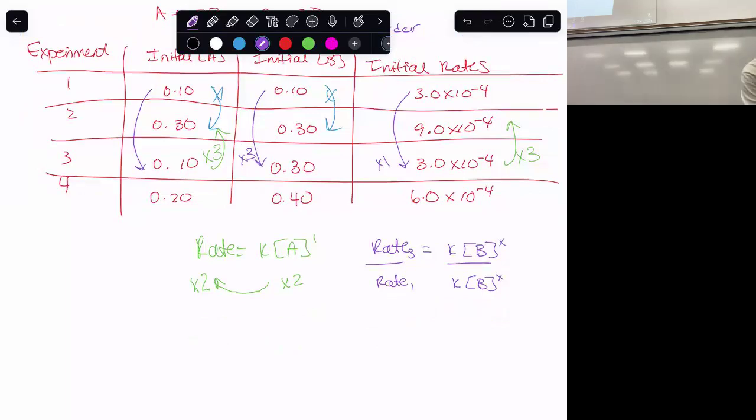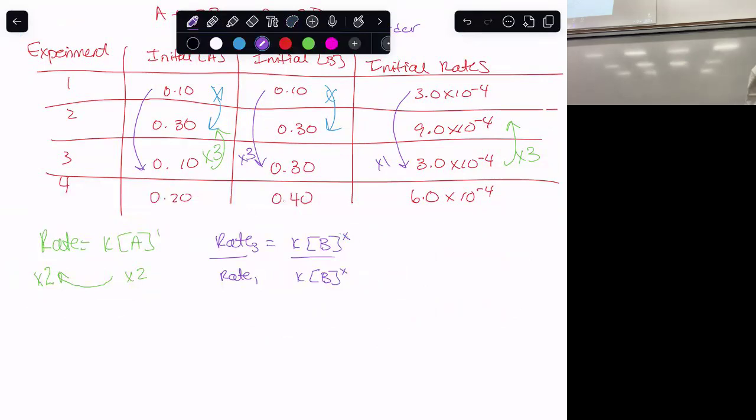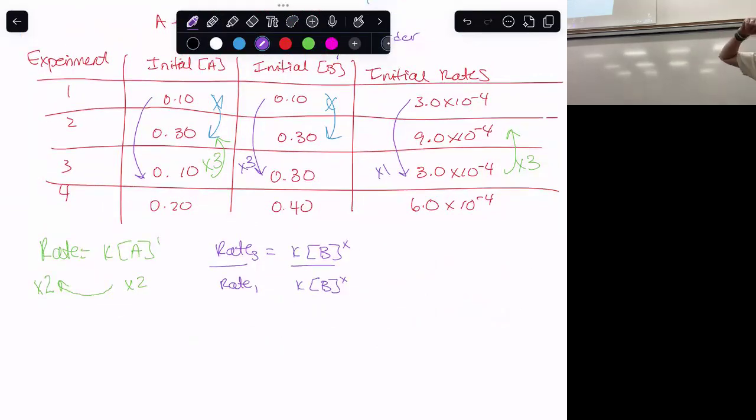So if we look at it this way, we can plug in all those values from the table above. So rate 3 is 3.0 times 10 to the negative 4. We don't know K, so we're going to keep it as K. Our concentration for B is 0.3, and that's to the X power because we don't know what it is. And then for experiment 1, our rate is also 3. We still have K, and we have 0.1 to the X power.